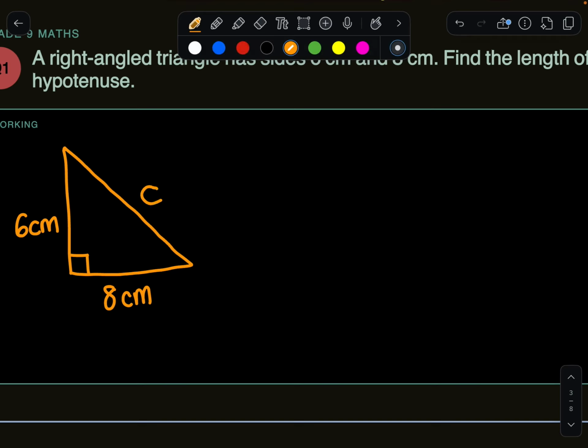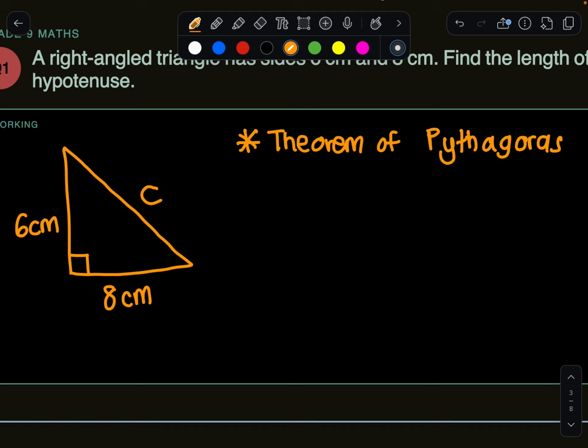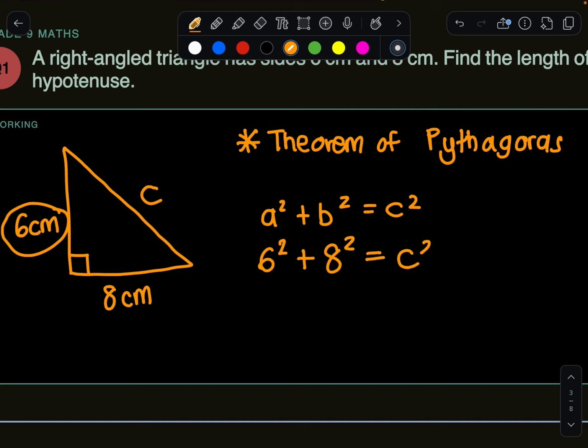In this case, we just use the Theorem of Pythagoras with no alterations. So just make a note, that's what we're using. The Theorem of Pythagoras. And so what we're going to say is A squared plus B squared is equal to C squared. Here we've got A is 6 centimeters, so that's going to be 6 squared. B is 8 centimeters, so 8 squared. That is equal to C squared.